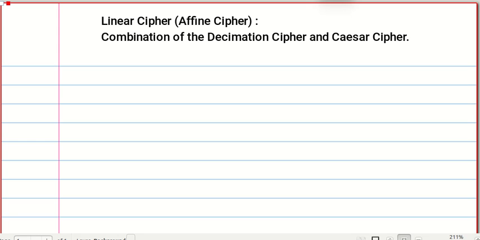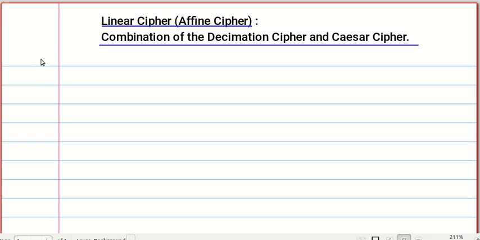Hello students, welcome to this lecture in which we're going to talk about linear cipher. What is a linear cipher? Sometimes it's also called affine cipher. And basically it's a combination of decimation cipher and Caesar cipher. So we use addition and multiplication together. That's what we're going to do.